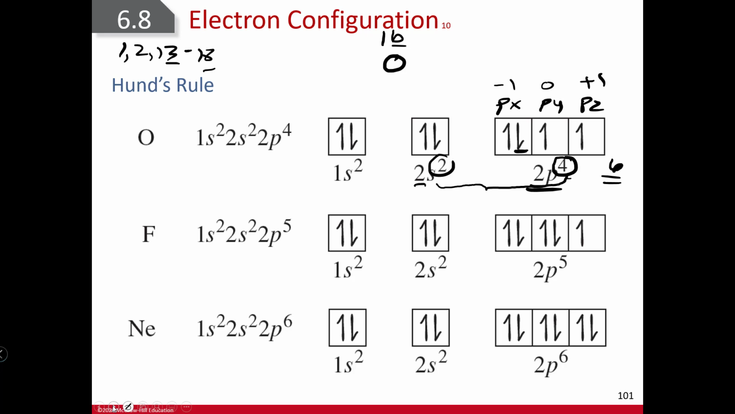Right next door to it is fluorine. Fluorine's in group 17, so we expect 7 electrons in the outer shell. There's 2, there's 5, that's 7. Right next to it's neon. Neon's in group 18 on the periodic table. It should have 8 electrons in its outer shell. 2 plus 6 is 8.